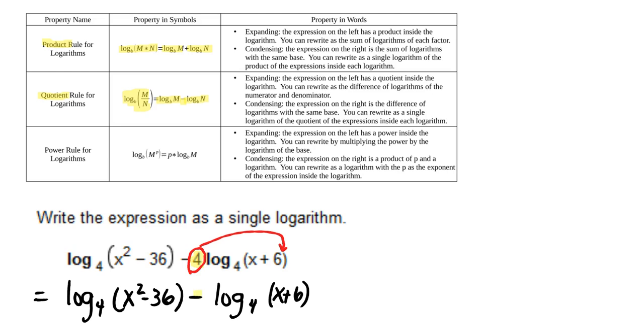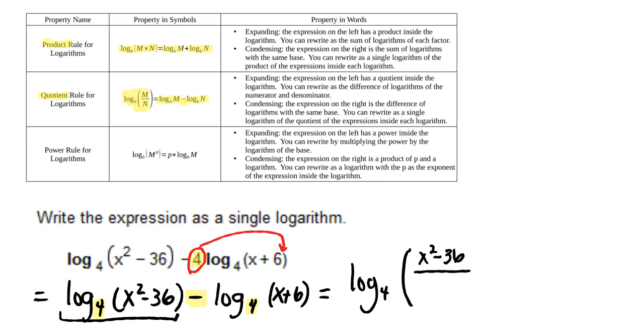Now I notice that I have subtraction. With subtraction, we're going to use the quotient rule. The other thing you need to check is that they have the same base, because you can't condense them unless they have the same base. So because we have subtraction, we're going to condense with the quotient rule. We'd have x squared minus 36 in the numerator because this log is positive, and then x plus 6 will go in the denominator because this log is negative.